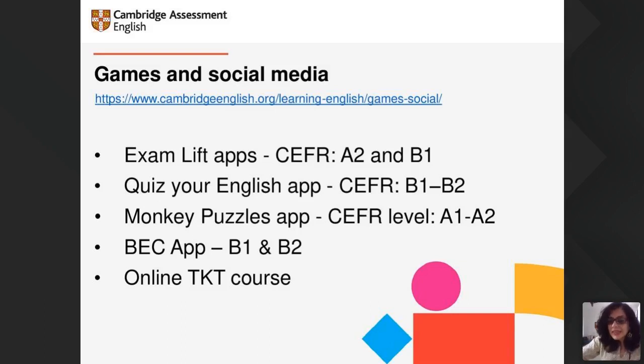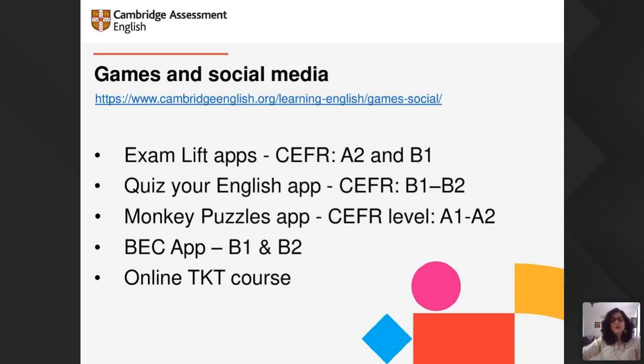You have the Monkey Puzzles app. This is a fun app which children really love. It's designed for A1 and A2 learners. And then you have the Business English Certificates app, which is meant for B1 and B2 learners of business English.